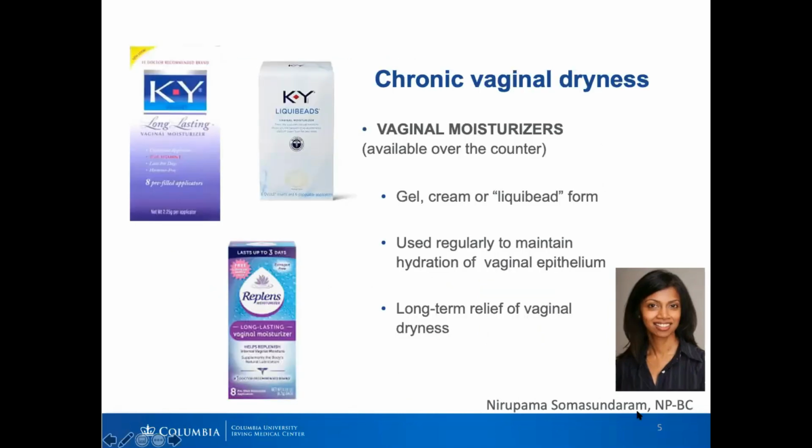For chronic dryness, there are moisturizers. They need to be used regularly to maintain moisture and hydration. They provide longer-term relief. Some examples are Replens, and KY brand makes a moisturizer, as well as a product called Liquid Beads that are inserted into the vagina.